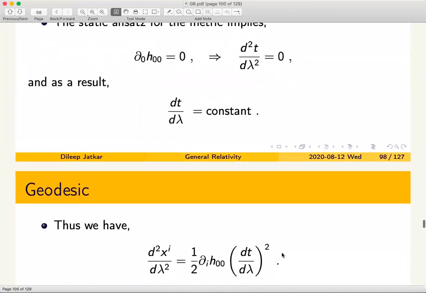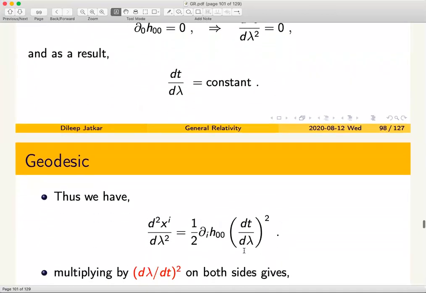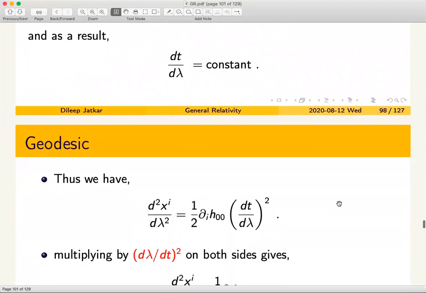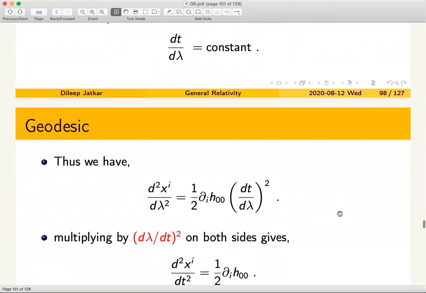Fine. So let's come back to the spatial component. That means when nu is not equal to 0, then because eta is diagonal, you get this equation. But we already know that dt by d lambda is constant. So we could just put in a factor there and be done with that. But what we will try to do is basically just multiply this entire equation by d lambda by dt, so that you can push this quantity on the left hand side.